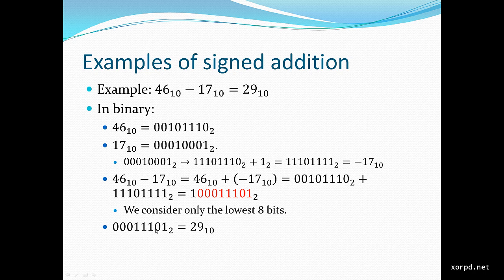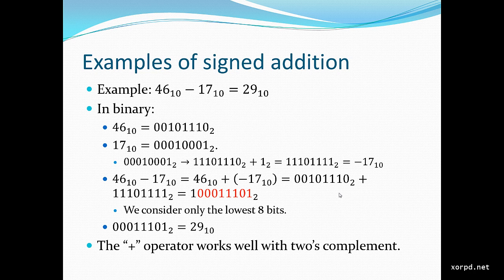This number that we got actually equals 29 in base 10, which is pretty cool because we really got the correct answer. And we got it only by using the usual plus operator. That usual plus operator, together with the smart interpretation in 2's complement, managed to solve this subtraction question using only addition. I find it very impressive. We can say maybe generally that the plus operator works very well with the 2's complement interpretation.